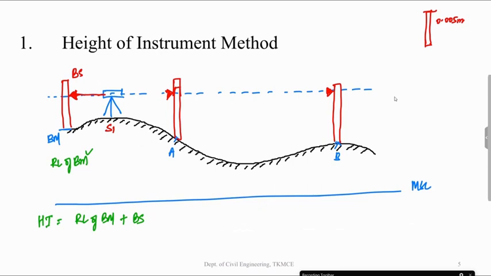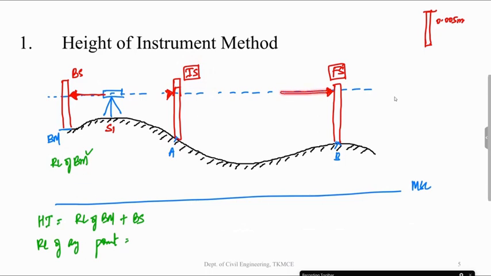So this reading which is taken in between is called your intermediate sight reading, and this reading which is taken at the last, say this is my last point, is called your foresight reading. So RL of any point from this station point, I can take it as what? You have your height of the instrument at this point, which is now known to you, minus this reading, which is your intermediate sight reading, and I'll get the RL of this point, right?